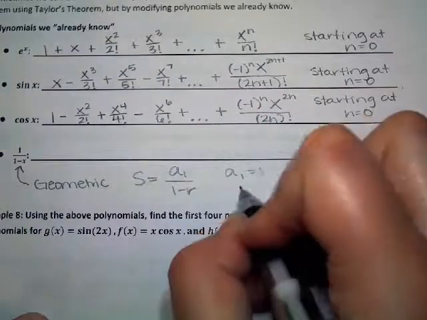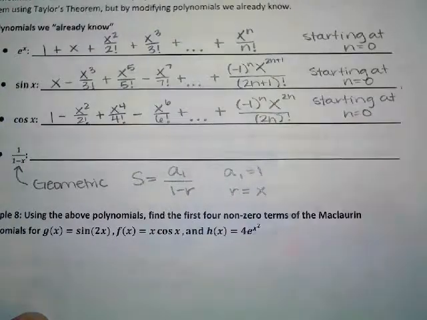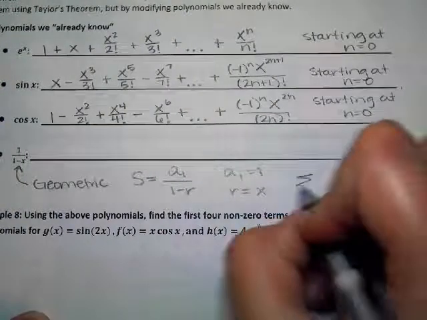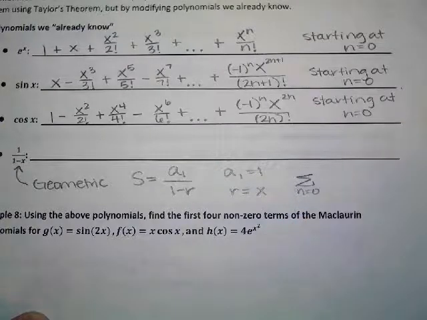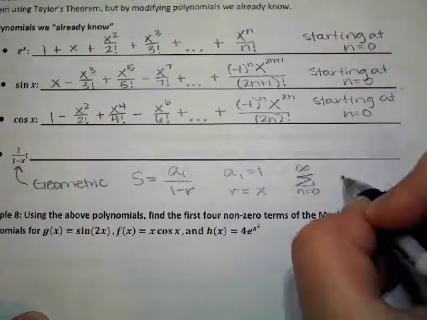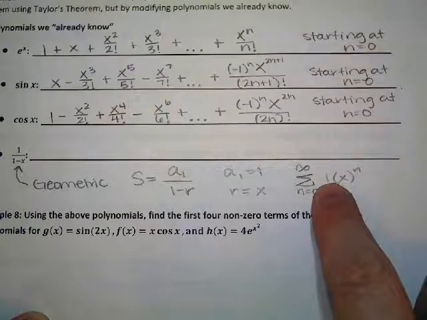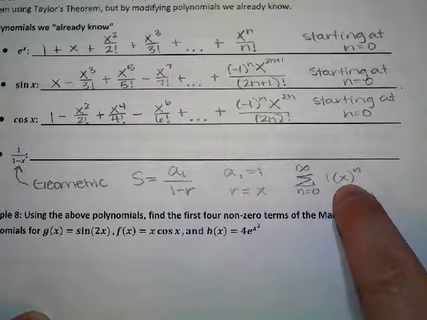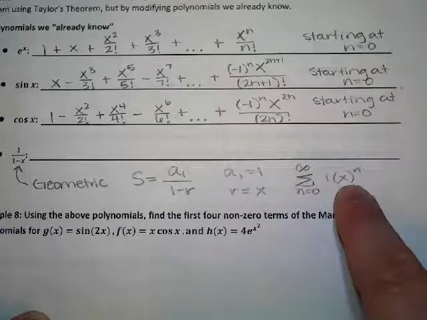So that means that if we were to write out the formula, we would start at 0, because we've started at 0 for all of these. We're going to start with the 0 term, go on forever, and the first term is 1, and we're going to multiply by x every single time. Does that make sense? So I'm going to start with 1, and then I'm going to multiply by x.